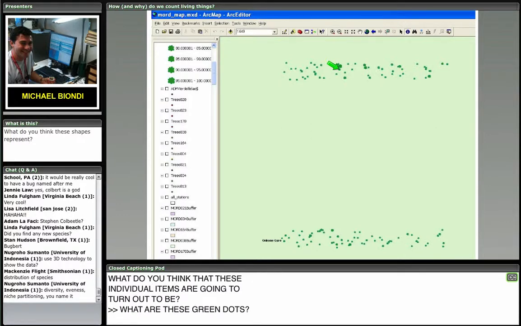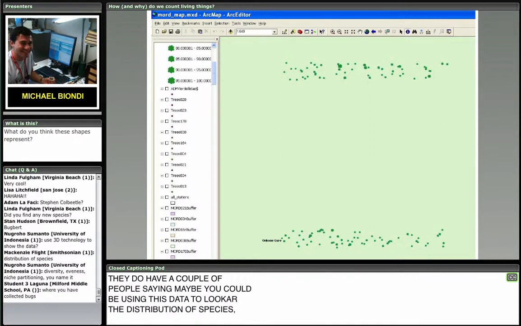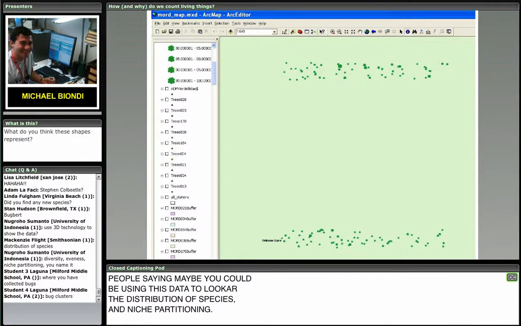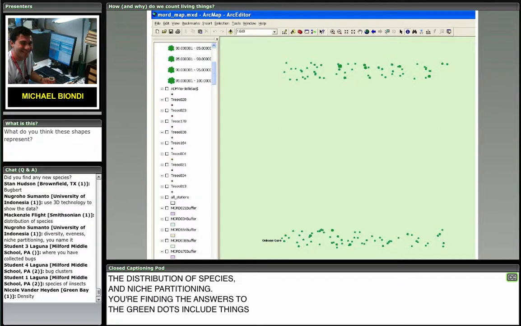Anybody have an idea? We're waiting for answers on the green dots. They're starting to come in. A couple of people said maybe you could be using this data to look for the distribution of species, the amount of diversity, the niche partitioning. The answers to the green dots include things like density, bug clusters, species of insects. I actually see an answer from one of our interns.